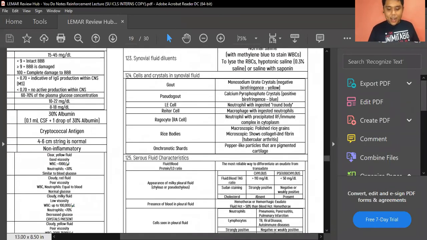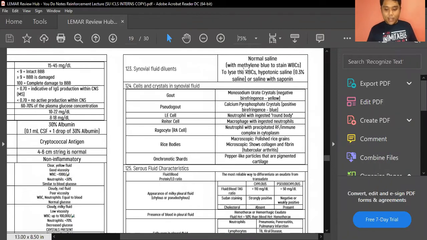All right. Next, you have, of course, synovial fluid diluents: normal saline with methylene blue to stain WBCs. And to lyse the RBCs, again, you cannot use acetic acid, because it will precipitate or make the synovial fluid cloudy. To lyse the RBCs, you can use hypotonic saline or saline with saponin.